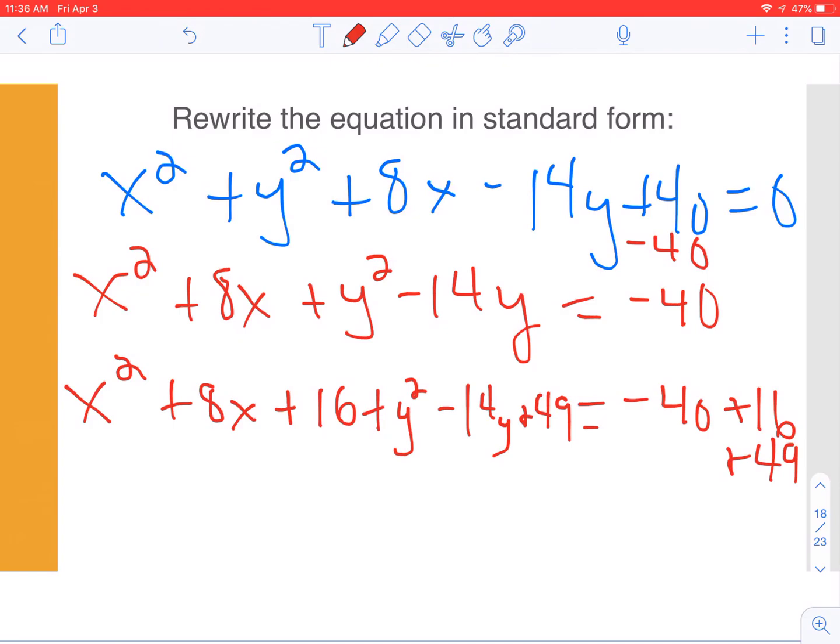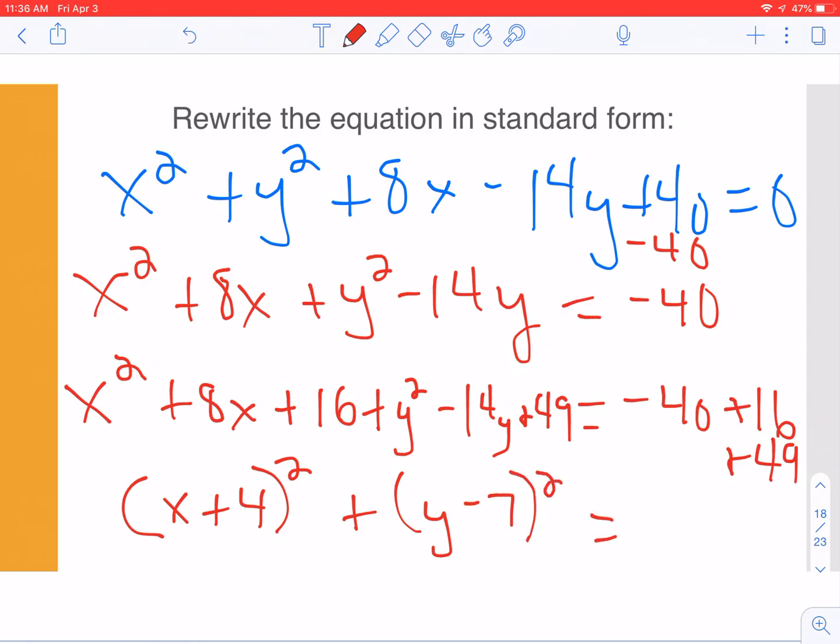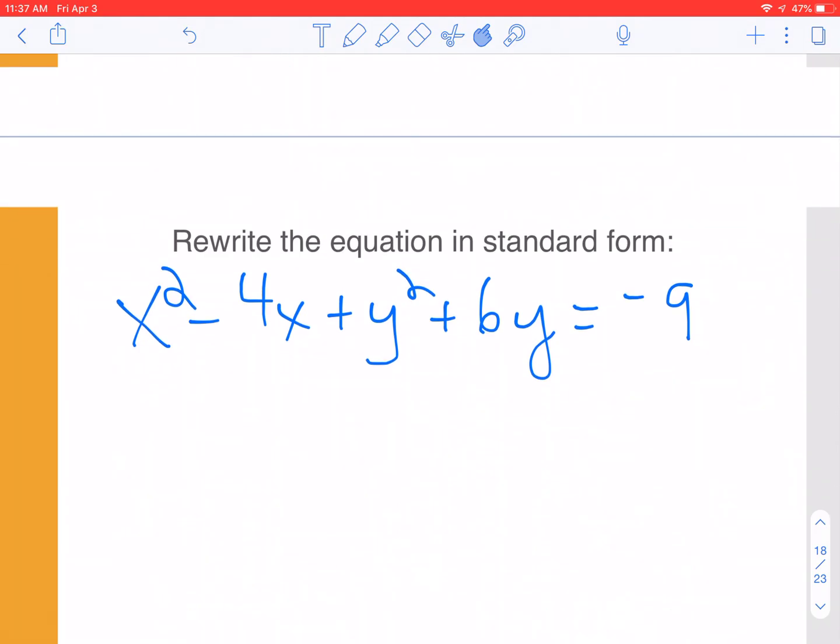And now I can factor this side. So now I will have (x + 4) squared plus (y - 7) squared equals, and if I add up all those on the other side, negative 40 plus 49 is 9. 9 plus 16 is 25. Okay, we're going to do 2 more examples just so you can see it more and practice it. One idea is to pause the video, try it yourself, and then play the video to see if you did it right.